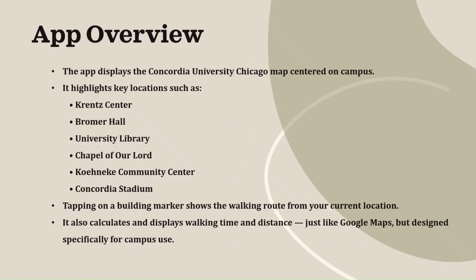Here's what the app does. When you open it, you'll see the entire Concordia University Chicago map centered on the campus. It highlights major campus locations like the Krantz Center, Brom Hall, University Library, the chapel, Koenig Community Center, and Concordia Stadium. You can simply tap on any of these buildings, and the app will draw a walking route from your current location to that building. It also shows the walking time and distance right on the screen, kind of like a mini Google Maps experience, but customized for the campus.